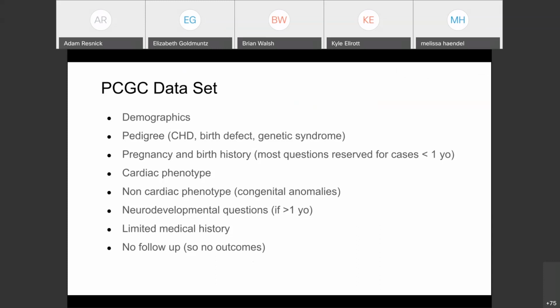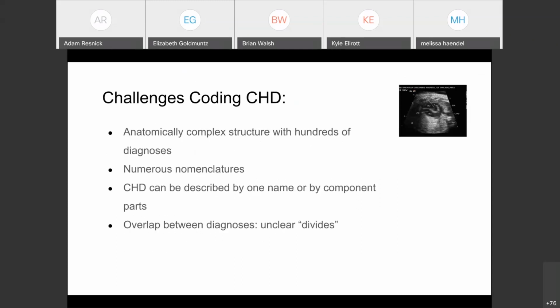And I say questions because it's not an instrument, it's just questions such as, has your child ever been diagnosed with autism? And then a very limited medical history, detailing, I think, the first surgery if you were recruited after that. But there has not been any follow-up, and so there are actually no clinical outcomes embedded in the PCGC data set, if you will. So moving on, next slide.